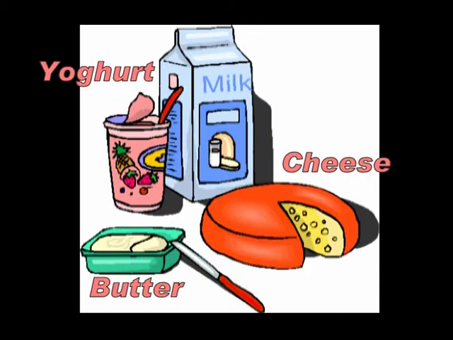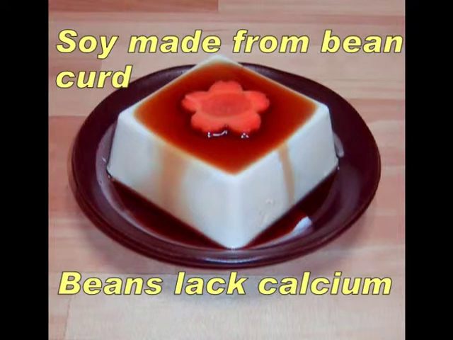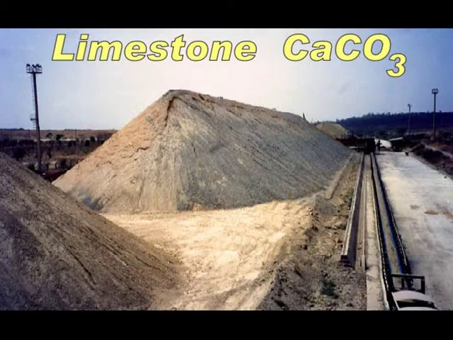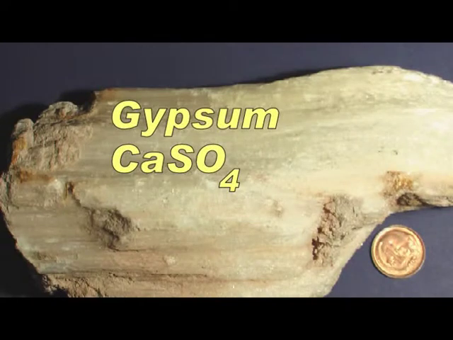The ancient Chinese needed to be able to survive on soybeans, which are quite deficient in useful calcium. To replace the calcium in their diet, they use powdered limestone and powdered gypsum to make tofu products in a complex process, using the ground up soybeans.